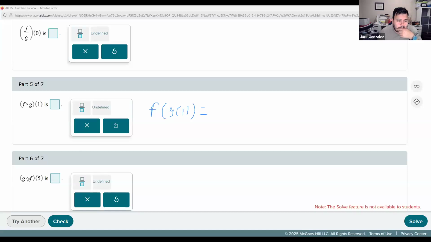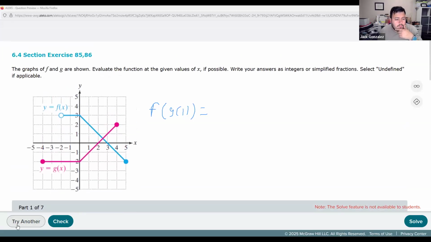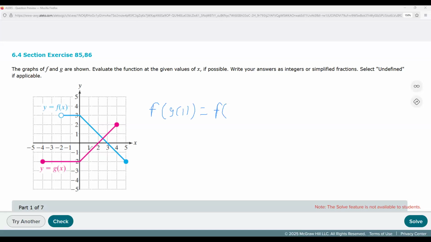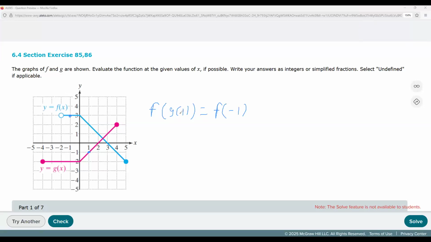So what is the g at 1 again? Right. Negative 1. Oh, yeah. Yes, there it is. Yeah, -1. Okay. So that's the result of this one. That result goes into f. What is f at -1? Right? We just did that, right?